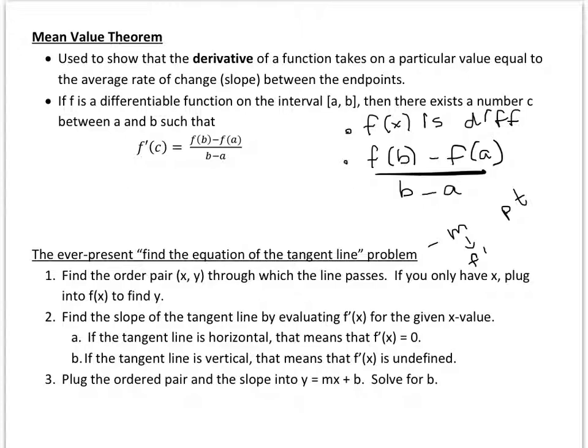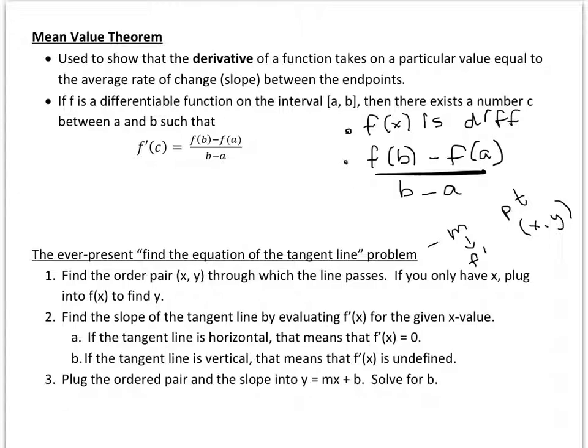Just make sure that if you're looking for parts of the point, x or y, you probably are using the original equation. If you are given the slope, or if you're looking for the slope, you're thinking of the derivative equation. That's the difference.